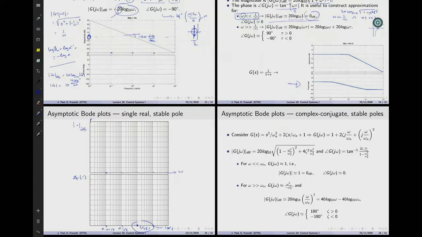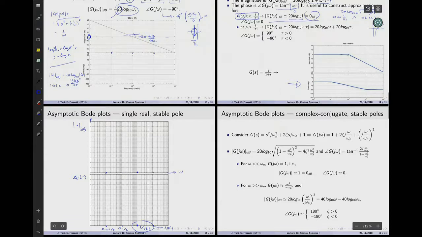So if we plot them all on the same graph and we align the frequencies, then it becomes really easy to just sum them up. It will become clear in a while, but just note that we always plot the Bode plots one on top of each other. So, okay, suppose this is 1 over tau.